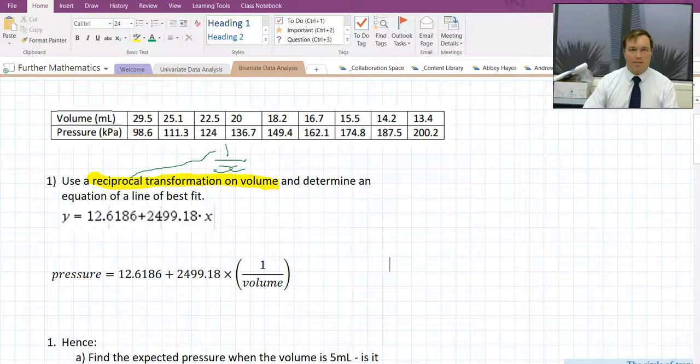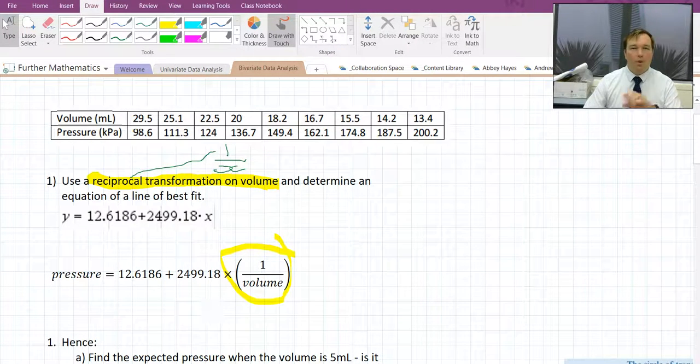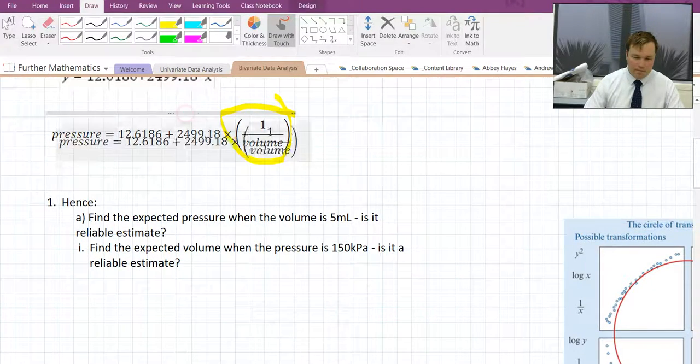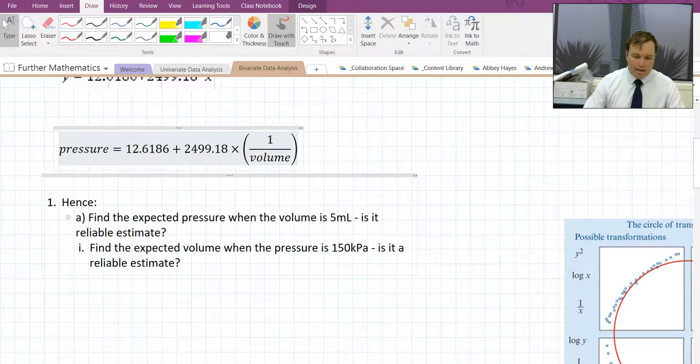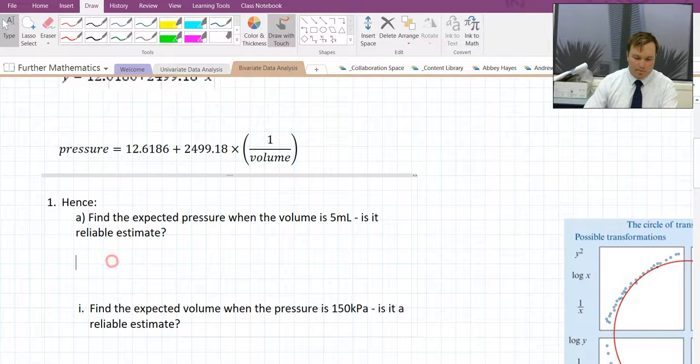So there are lots of ways you can lose marks. You can lose marks by leaving them as x and y. You can lose marks by forgetting that you've actually transformed the data and forgetting to write the transformation step in here. Once you've got that equation, it makes your life a little easier for making predictions. Alright, so find the expected pressure when the volume is 5 mils. Is it a reliable estimate? Let's find the expected pressure first, and then we'll consider whether it's reliable or not.